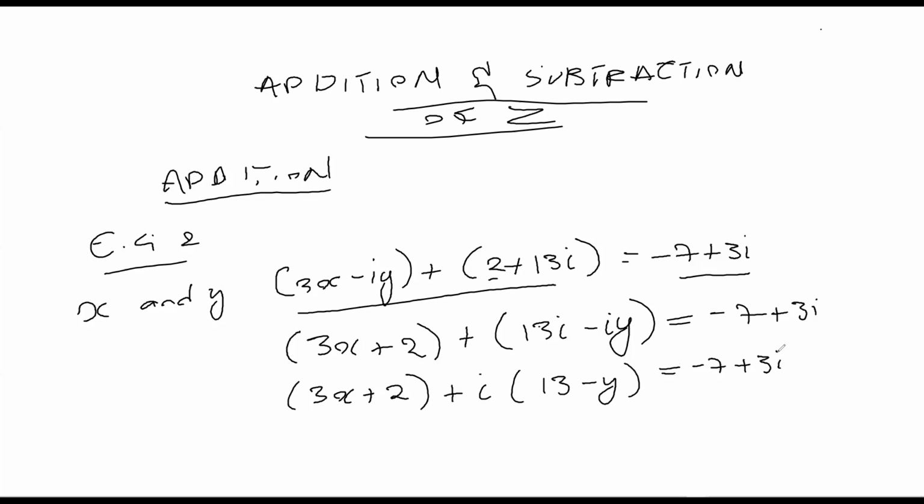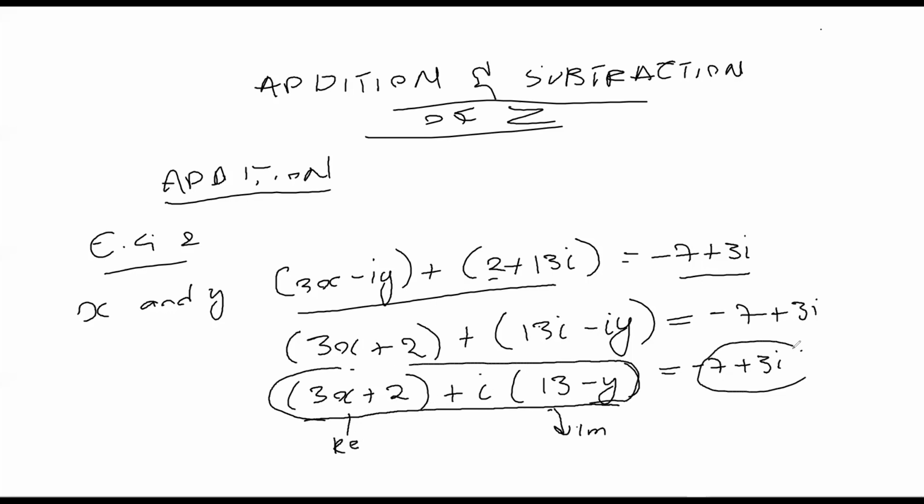So now that we have this, we can use the equating concept of complex numbers. Two complex numbers can be said to be equal when the real parts and the imaginary parts are also equal. In this case, what we have here is one complex number. This is the real part of this complex number, and this is the imaginary part of this complex number. We're going to take this as one complex number for now. So this is one complex number and this is another complex number.